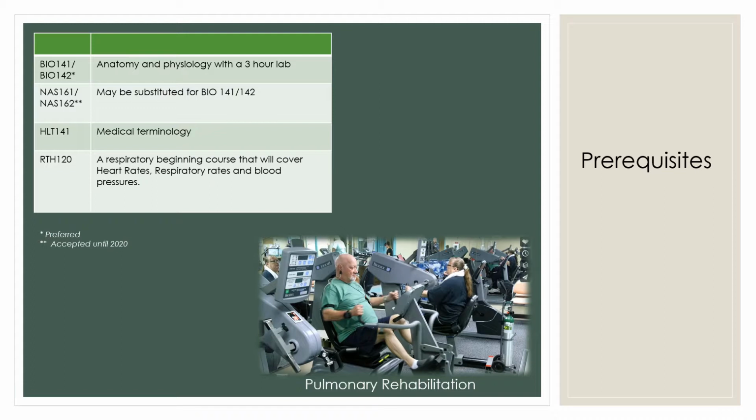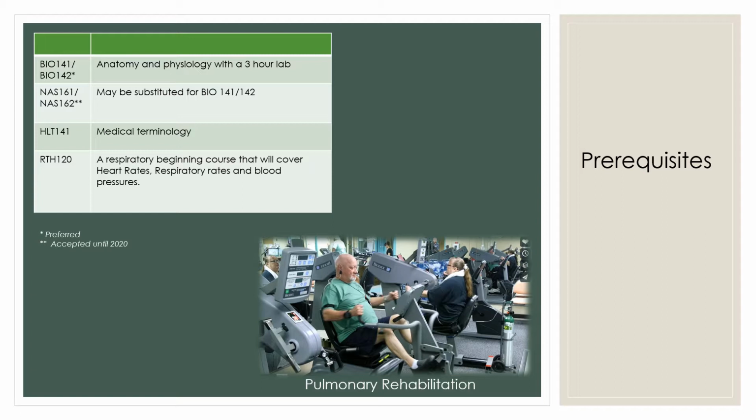The A&P course from the biology department, Bio 141, 142, will be taken as prerequisite courses. The NAS 161, 162 courses from the Natural Sciences Department may be substituted for Bio 141 and 142, but the program prefers the biology sequence as these courses will easily transfer to a baccalaureate degree after your respiratory therapy degree. Bio 141, 142 also fit well into the AS Associate of Science degree here at Nova. NAS 161, 162 will only be accepted until 2020.